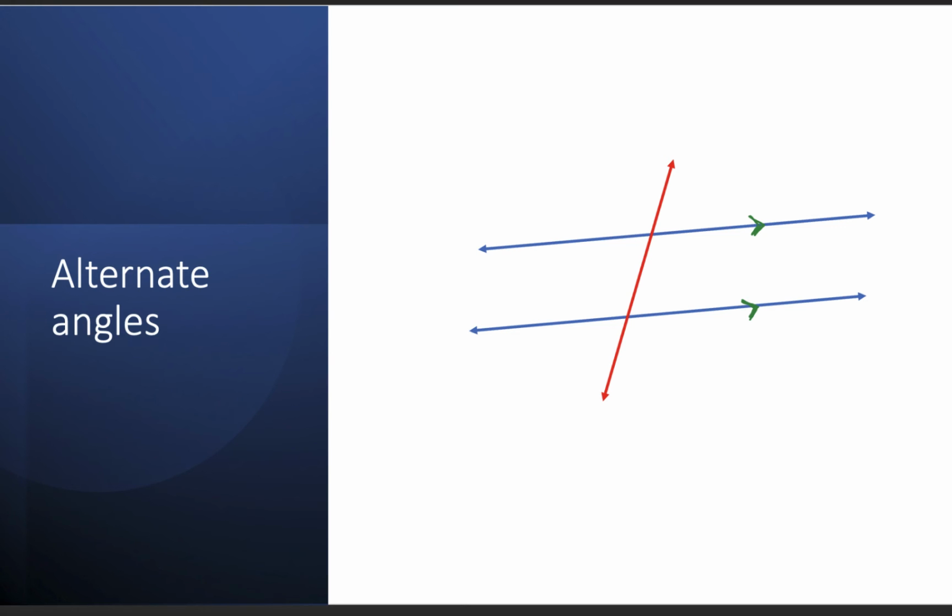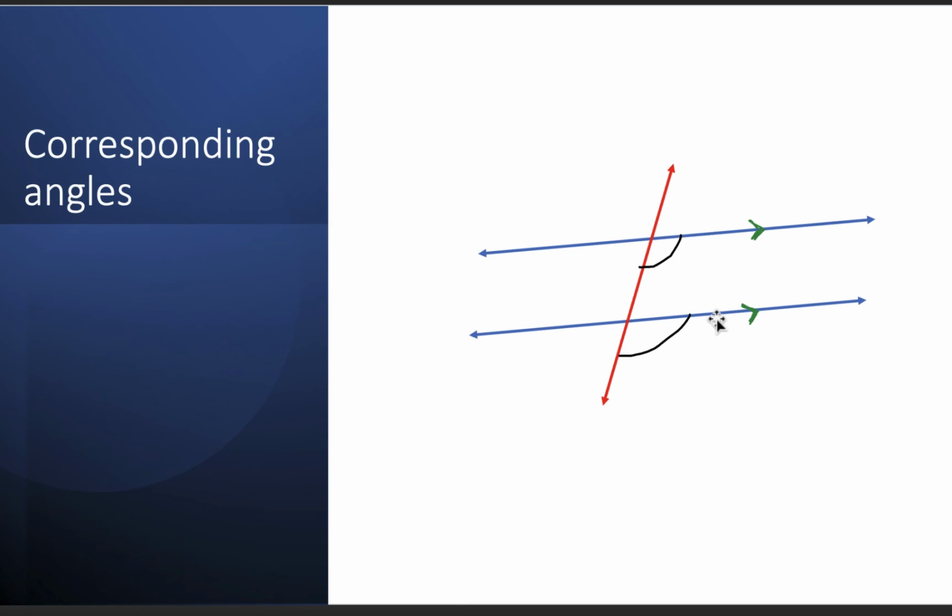These two angles, this one and this one, are called corresponding angles. So we can have many sets of corresponding angles. Okay, so we can have this set. These are corresponding. As you can see, both of them are on the same side of the parallel lines. This is above the parallel line, this is above the parallel line. Corresponding angles are congruent.